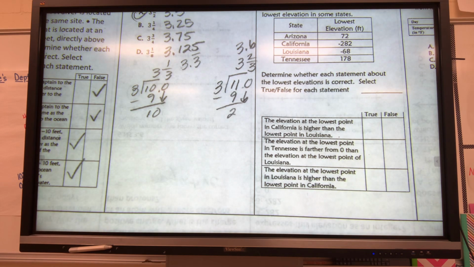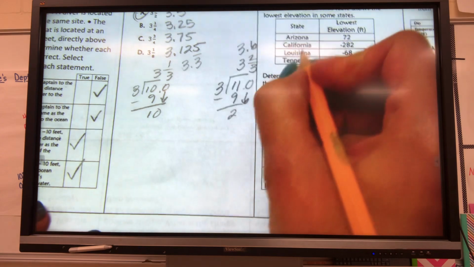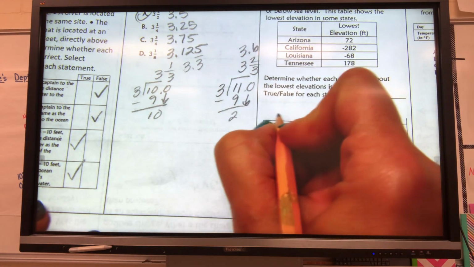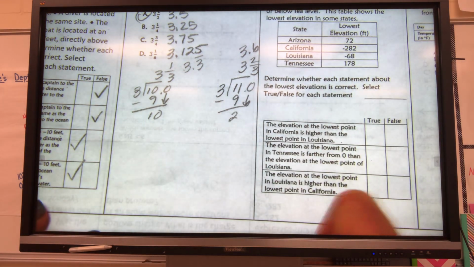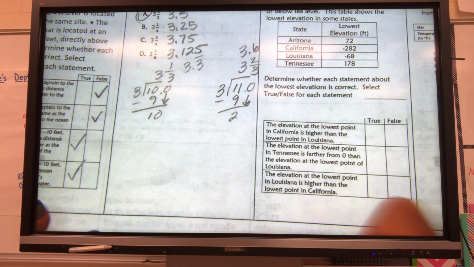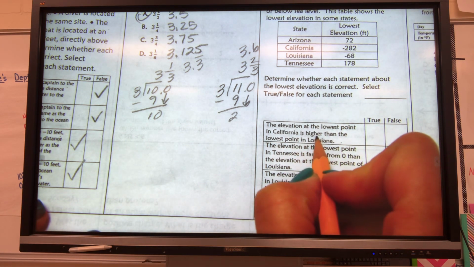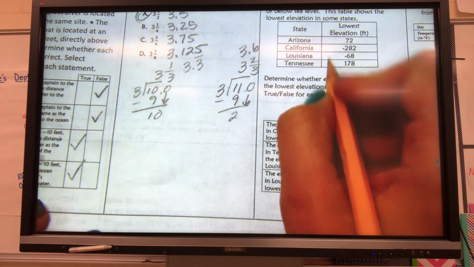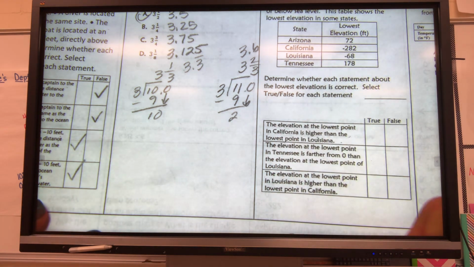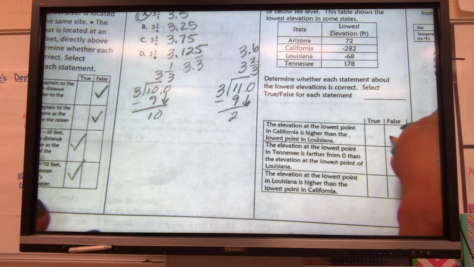The elevation at the lowest point in California is higher. Well, let's first see the lowest point in California. So this one is negative 282, and it says is higher than the lowest point in Louisiana, which is negative 68. Well, which one is greater? Negative 68, which is Louisiana, so this one's false.